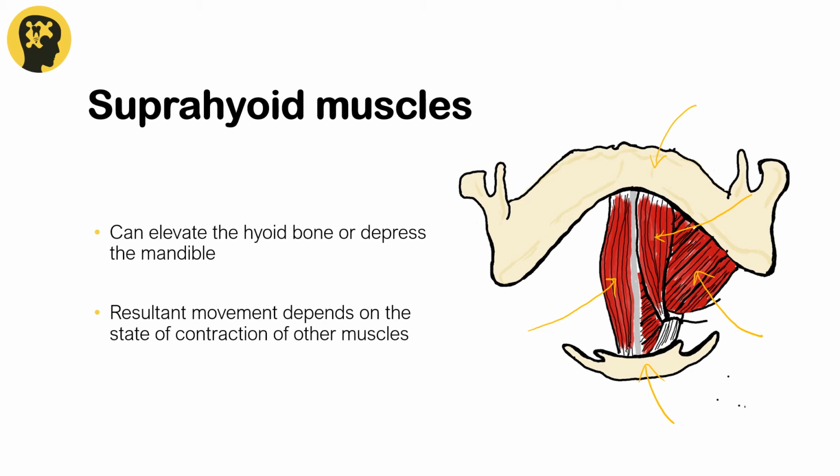So the movement that occurs because of the contraction depends on the state of contraction of other muscles. So for example, if the hyoid bone were to be held in place by the infrahyoid muscles, then the suprahyoid muscles would cause depression of the mandible along with the inferior lateral pterygoid muscle.